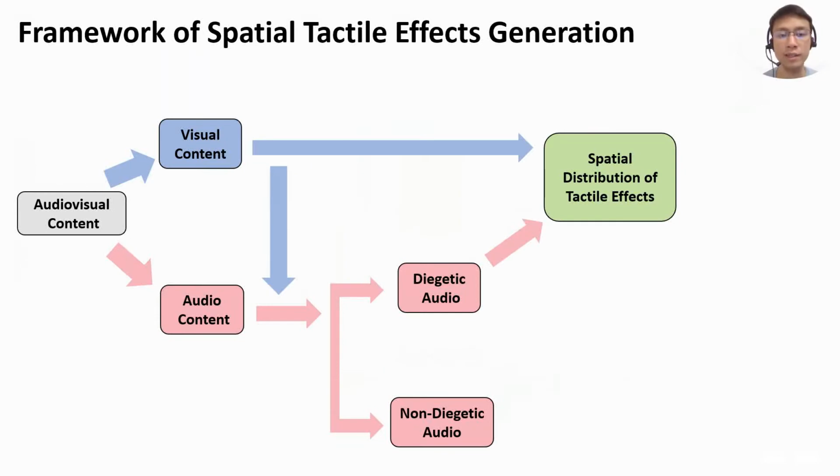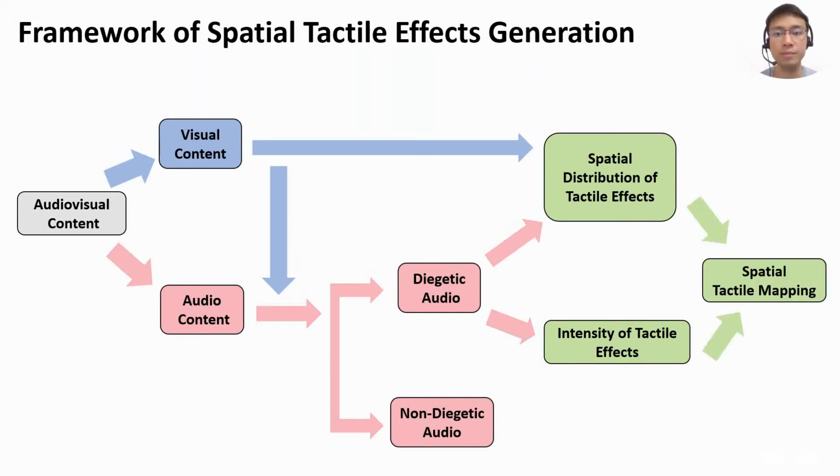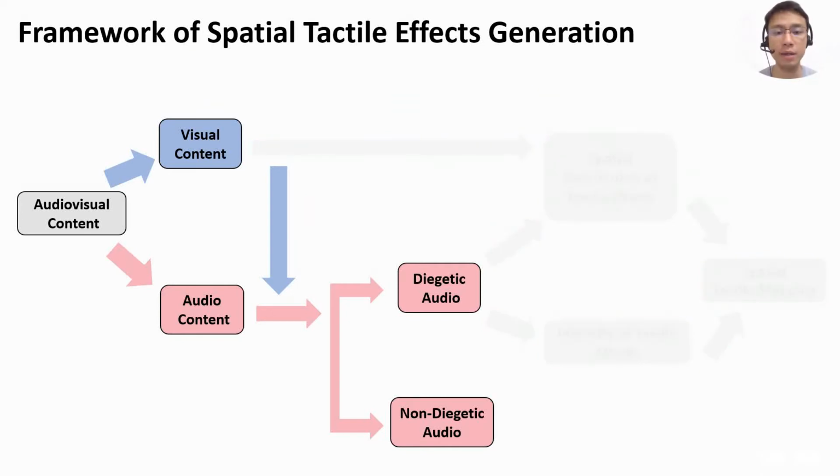The visual content and the separated diegetic audio are used to determine the spatial distribution of the tactile effects. The intensity of the tactile effects is calculated from the intensity of the diegetic audio. By combining the spatial distribution of the tactile effects and the intensity of the tactile effects, we obtain the spatial tactile mapping. Next, I will talk about how we achieve each part of the framework. I will first talk about how we separate the diegetic audio.